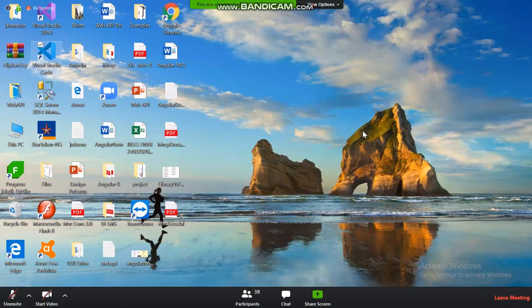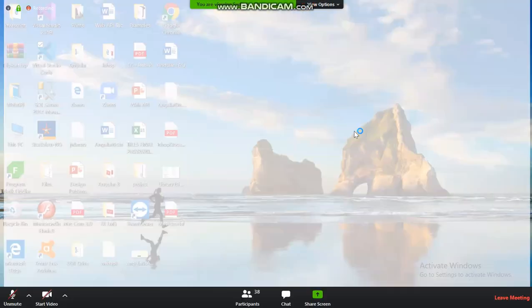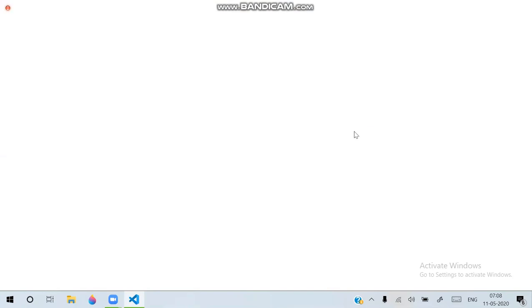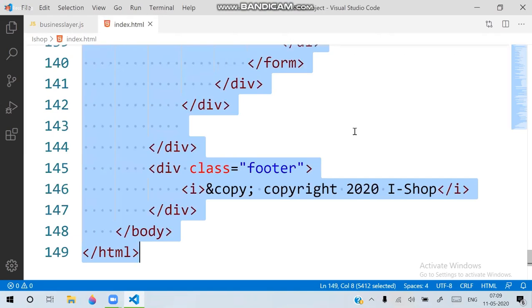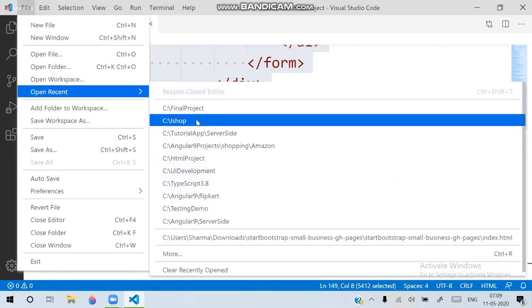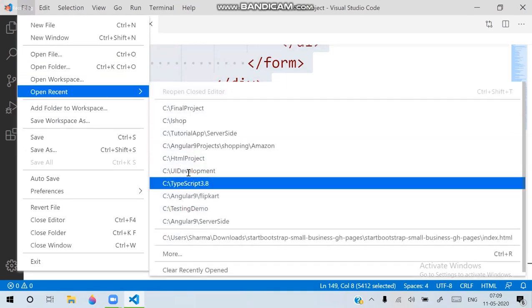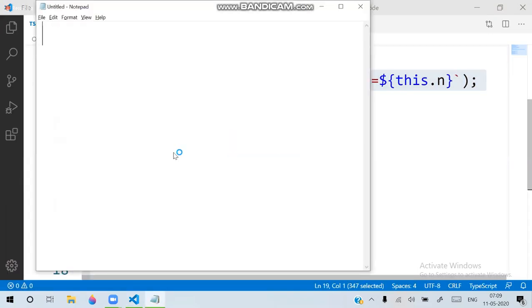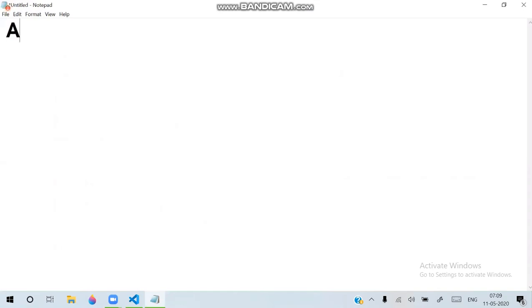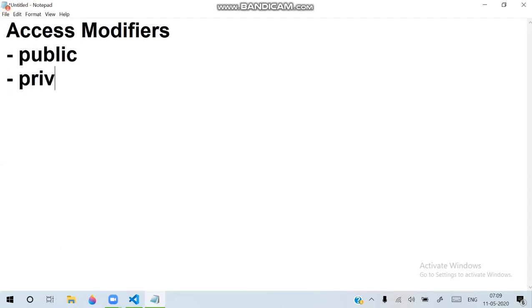We discussed the general OOP concepts. So we learned about two important points: access modifiers. We have three access modifiers: public, private, and protected.